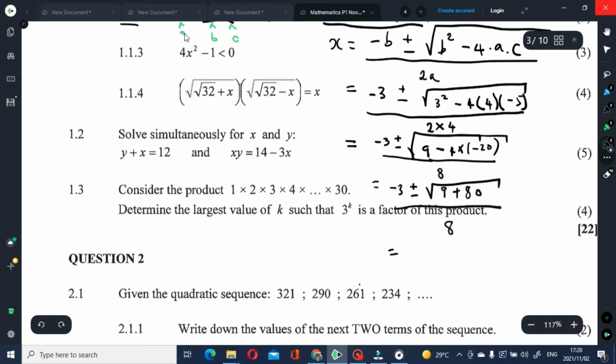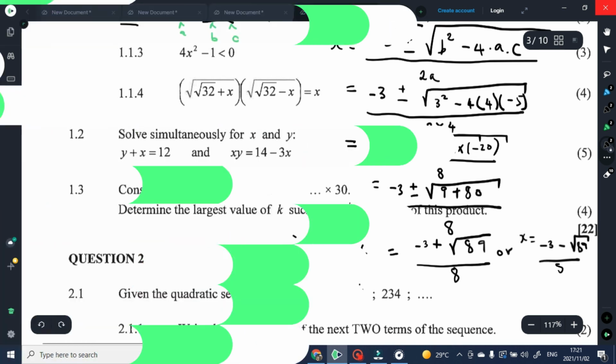So therefore we have two roots. x should be equal to minus 3 plus the square root of 89 all over 8, let me just write that properly, looks so untidy, or x should be equal to minus 3 minus the square root of 89 all over 8, right?